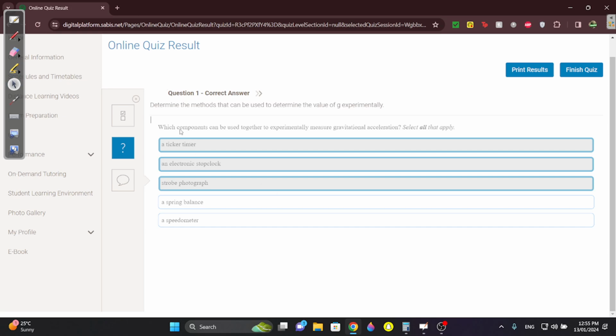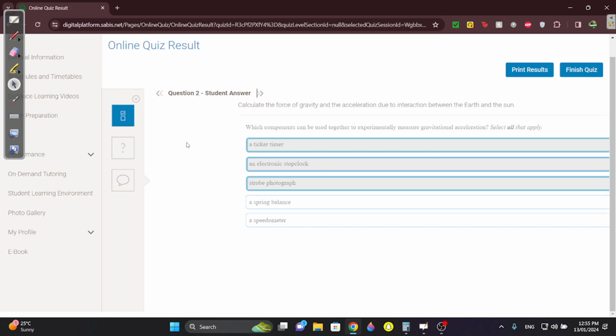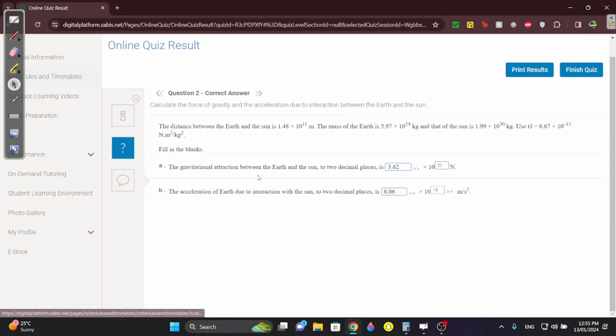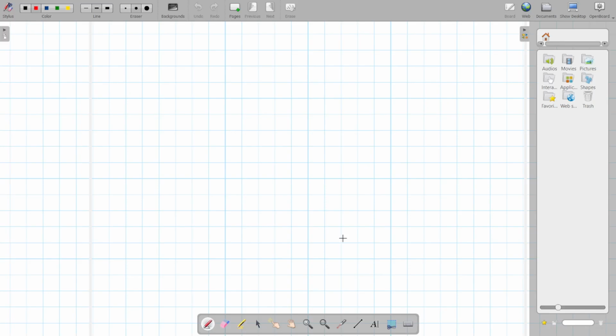Okay, the first question is just memorizing. This is to measure gravitational acceleration. Just memorize this one. Question two. Okay, before we continue, I'm going to show you the formulas.